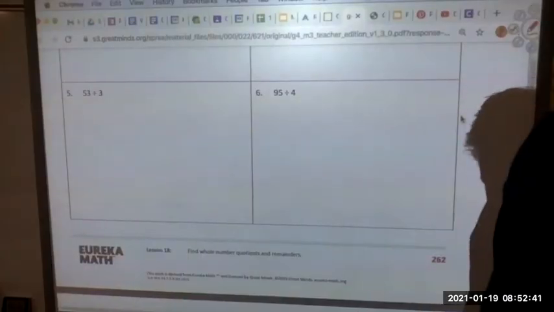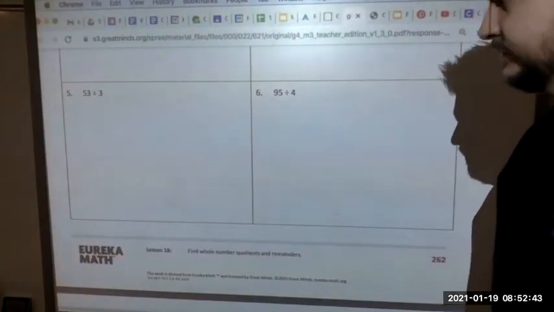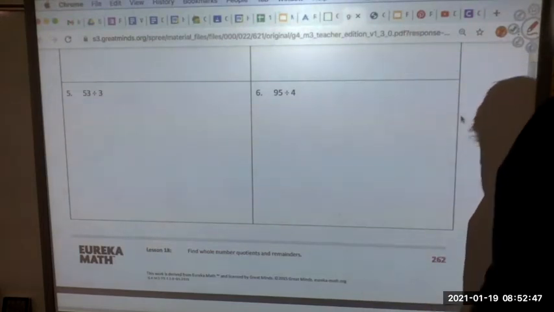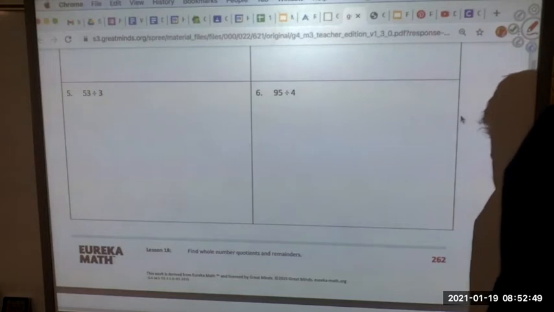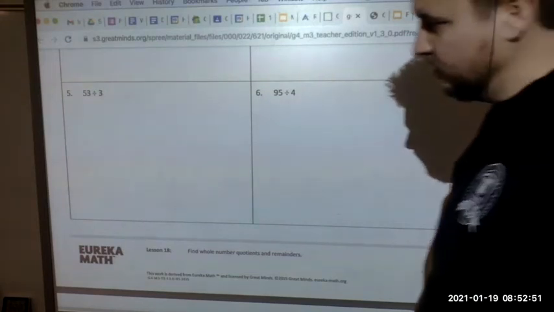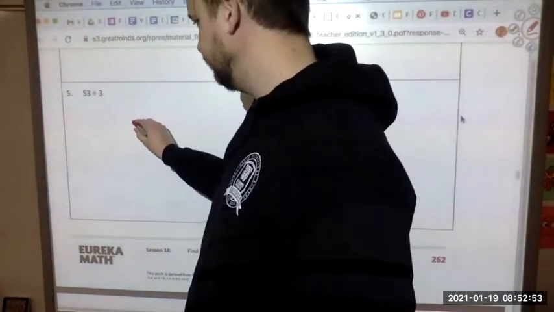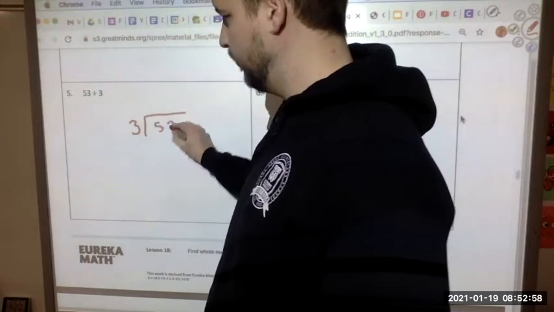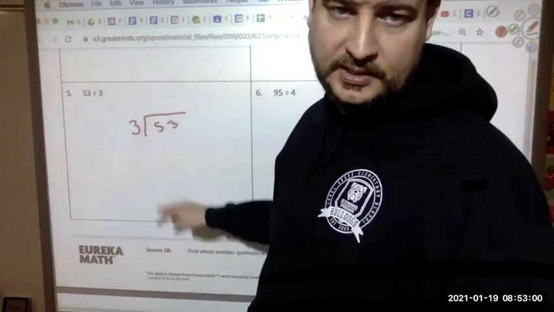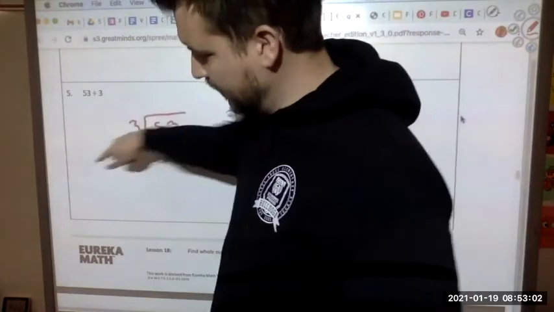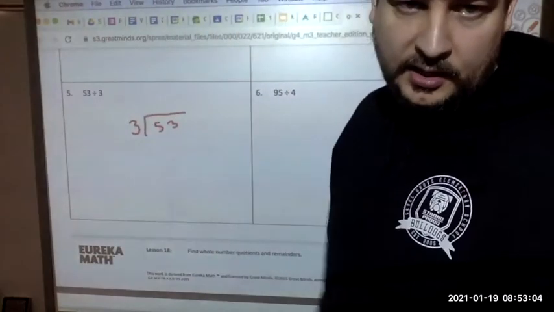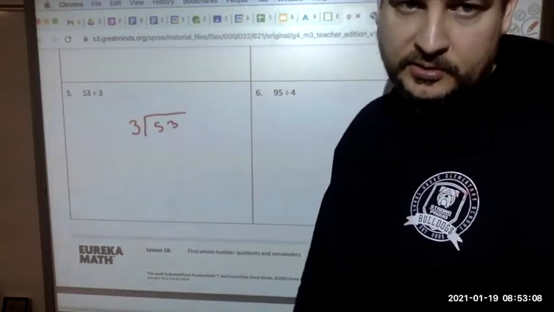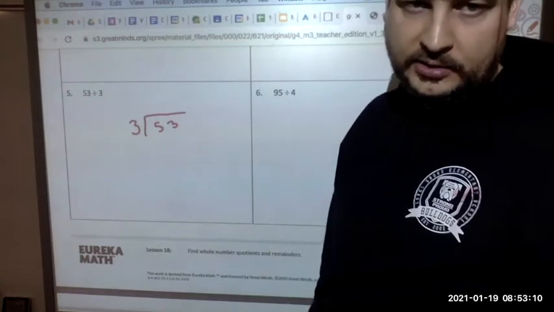All right, howdy everybody. Let's look at 5 and 6, okay? So you should have done 3 and 4 on your own. Let's look at 5 and 6. So we've got 53 divided by 3. One little trick, pro tip, if this is not enough space, you can flip your paper and work it that way. That gives you a little more room. I can't do that because I'm on the computer, but you can do that on your paper.